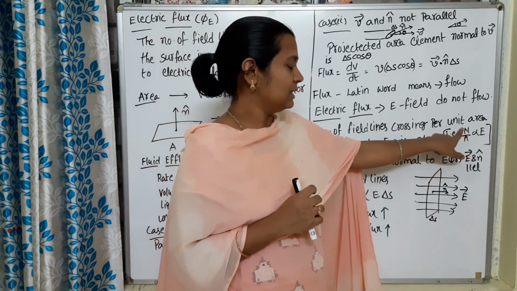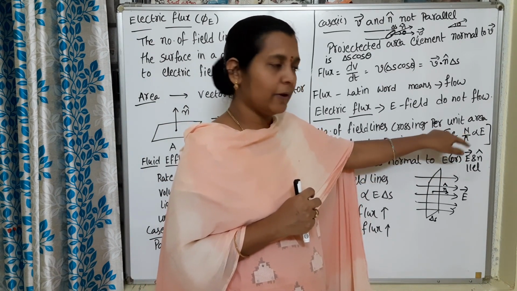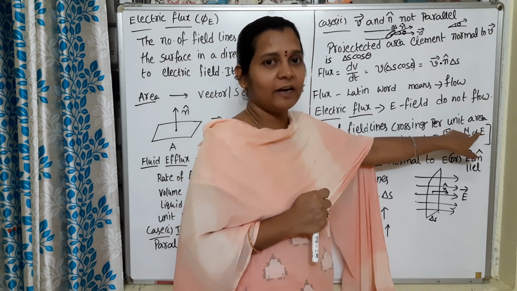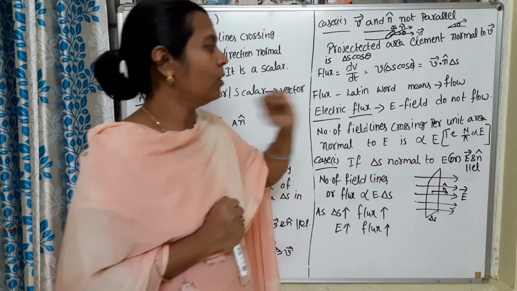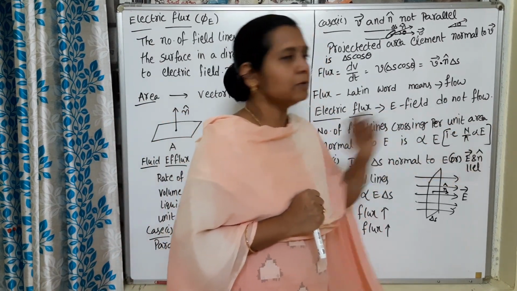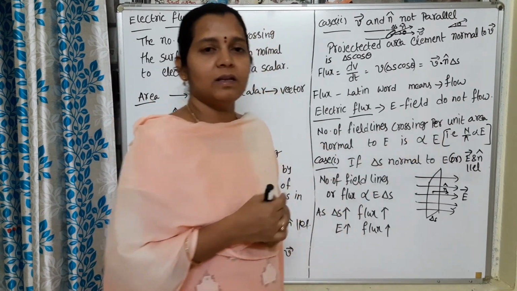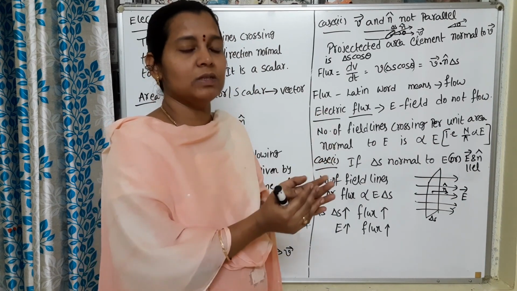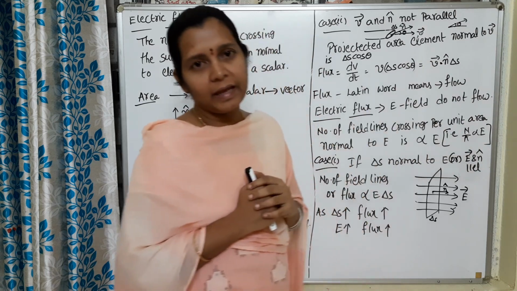That is, this is nothing but the number density. The number of field lines per unit area is proportional to the strength of the electric field, or the magnitude of the electric field. Now, the number of field lines will become E times A. The number of field lines is nothing but the flux, electric flux. The number of field lines crossing through the surface is directly proportional to E times the area.